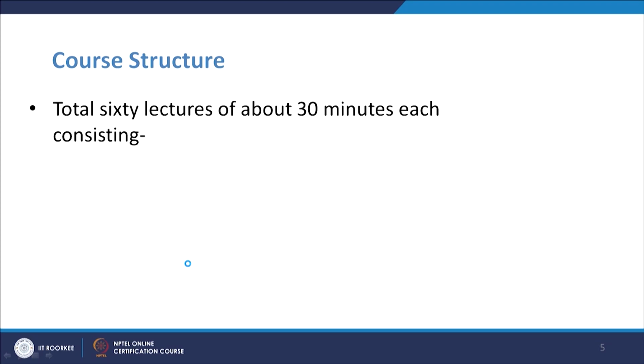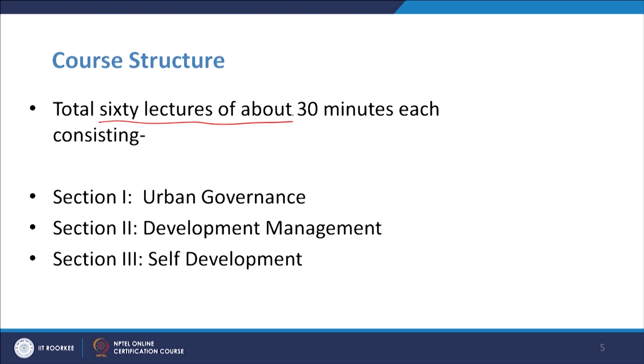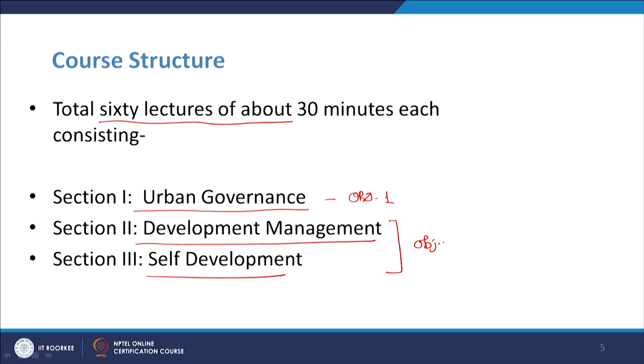These objectives will cover 12 weeks of courses. The 12 weeks will have 60 lectures, of about 30 minutes of video lectures each, and under these objectives we have 3 sections. Urban governance will be section 1, that is objective 1 of this course, and the development management and self development sections, these 2 sections, will comprise objective 2, that is developing the competencies at the organization level and the self level.